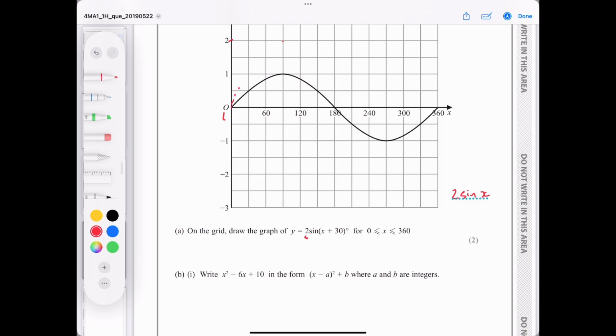I'm going to have to be careful with this. Now what we're doing is shifting. It's plus 30, so that means we shift everything to the left by 30. So I'm now going to make that in green, and that's going to be my answer. I don't love this. So that goes there, that goes there, that goes there, and that goes there. So that is our answer.